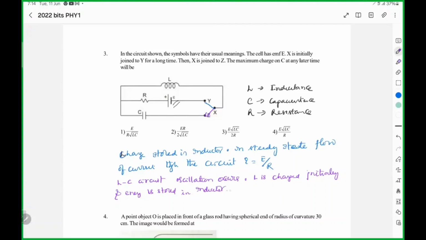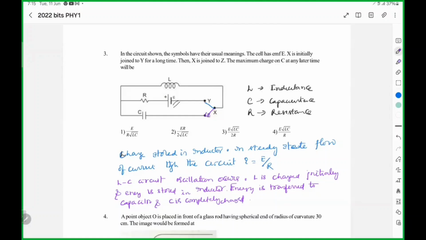So slowly energy is transferred. Once after attaining the maximum energy, that energy is transferred to the capacitor and C is completely charged. So in this way, this process will be continued.